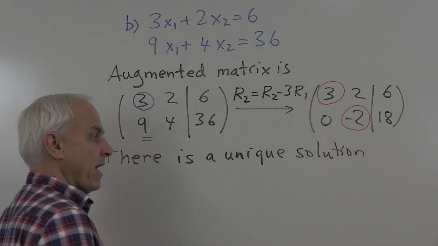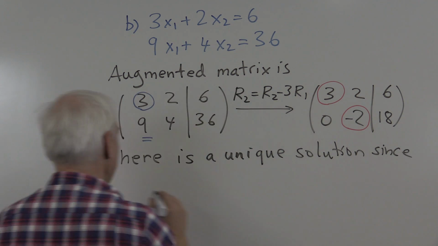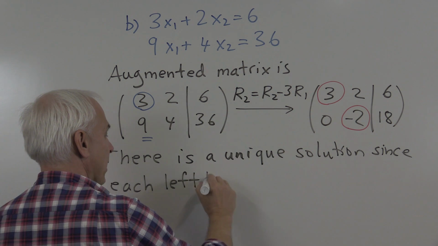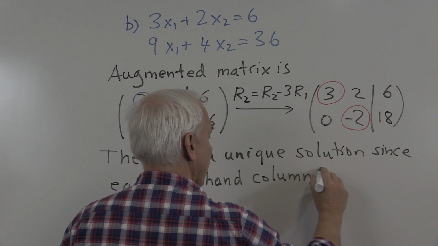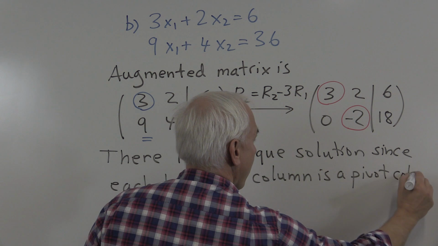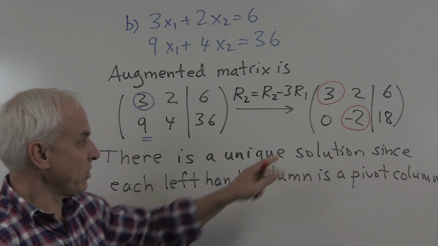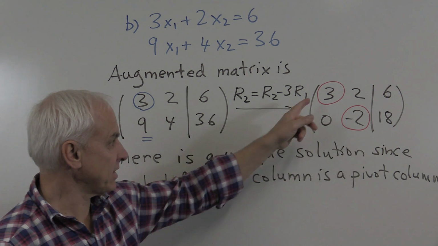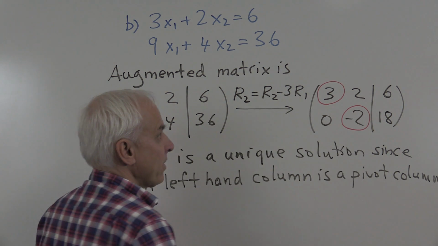And the way I'm going to say that is there's a unique solution since each left-hand column is a pivot column. A pivot column is a column that contains a pivot entry, which is a non-zero entry, the first one in its row. So this is a pivot entry, this is a pivot entry, and these columns are both pivot columns.